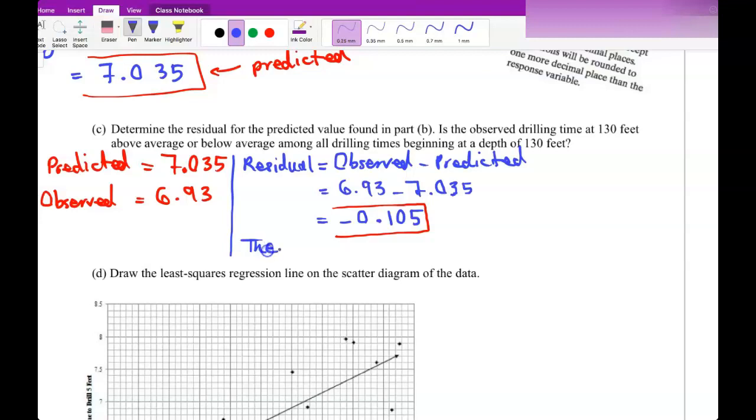What that means, since we have a negative number, is that the observed reading is lower than what we have here as predicted. That's why it's below average.